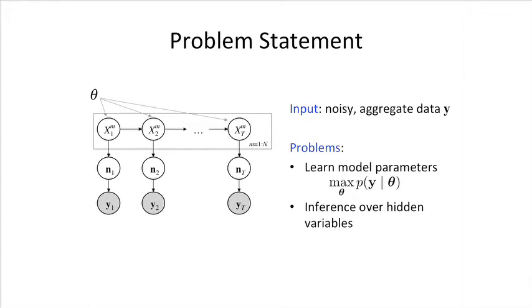There's a secondary problem which is also very important, which is I also want to perform inference over these hidden variables. And I'm going to leave that deliberately a little bit vague right now. What do I mean by that?